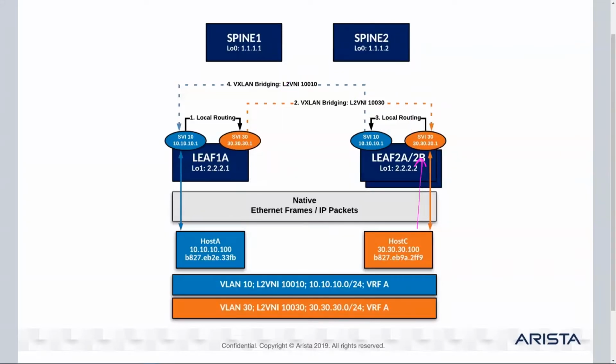And a key takeaway here is that in the asymmetric IRB model, we need to make sure that the local bridge domain, as well as its associated gateway, in this case VLAN and SVI, for both the source and destination of the communication, exist on both of the VTEPs involved in that communication. In other words, SVI 10 and 30 exist here, SVI 10 and 30 exist here. And we need that so that the local routing operation and then the bridging operation can occur.